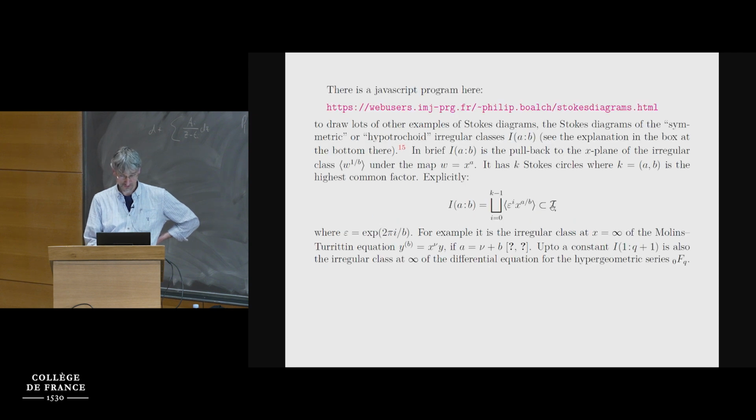There's a JavaScript program on my webpage that draws a particularly simple class. Basically, these are the ones which look like hypertrochoids. They're the equations which are the pullback of x to the 1 over b, where x is the inverse of z. And they're the ones which occur in a classical differential equation that was looked at by Mullins in like 1880 or something, and then it was studied a bit more by Turretin.